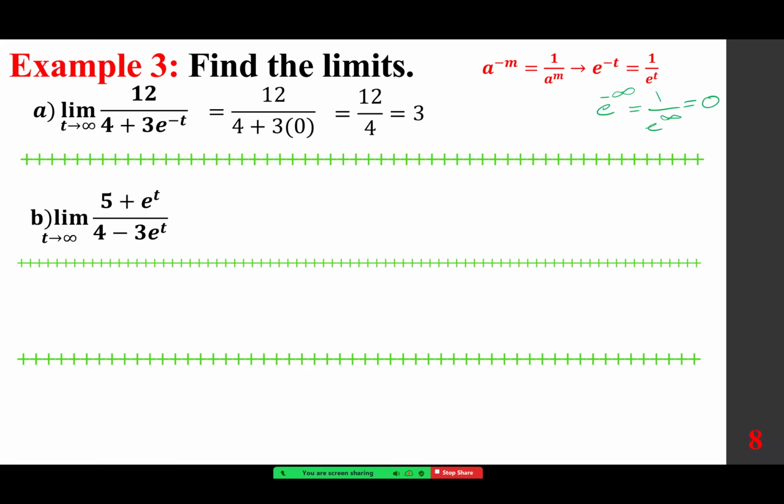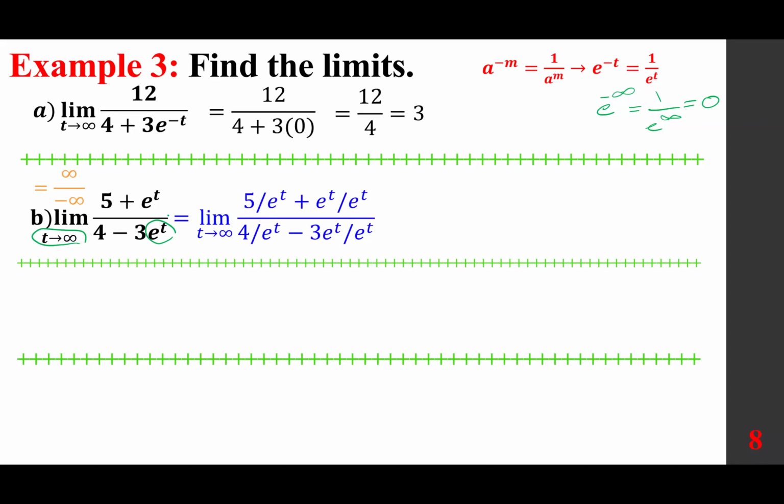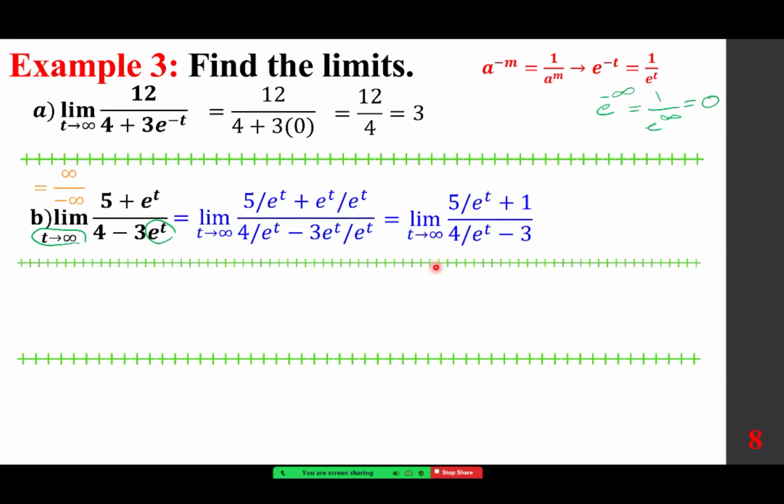In this case, if we plug in, we notice infinity over negative infinity. Because it's a fractional format, we treat it as a rational function, and we notice t is approaching infinity, so we divide by the highest value in the denominator, which is e to the power of t. Okay? So, we do that, we get this one. And we simplify, we get this one. Needless to say, as t goes to infinity, these two pieces each go to 0, and positive 1 over negative 3 is the final answer, or negative 1/3.